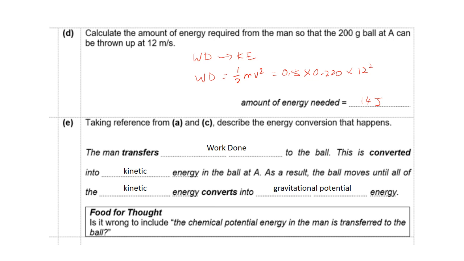Now, if you look at the food for thought question, and this is something I will definitely be asking you when I come back next week. So, is it wrong to include chemical potential energy in what the man transferred to the ball? After all, the man does have chemical potential energy. Can we say that we transfer this CPE to the ball? Think about it, and I'll ask you guys the very next week.